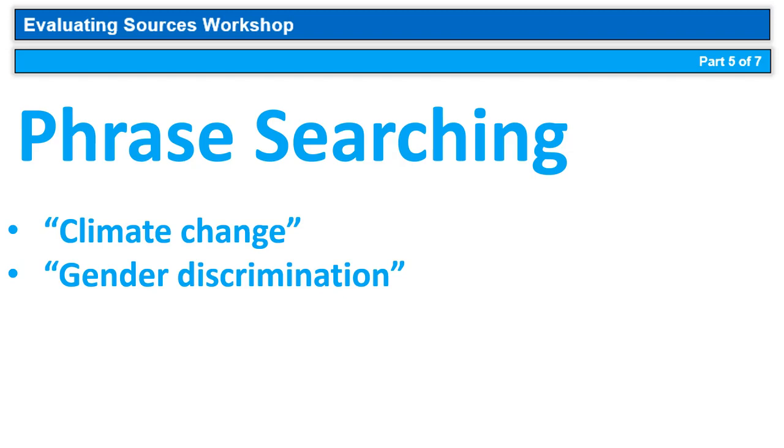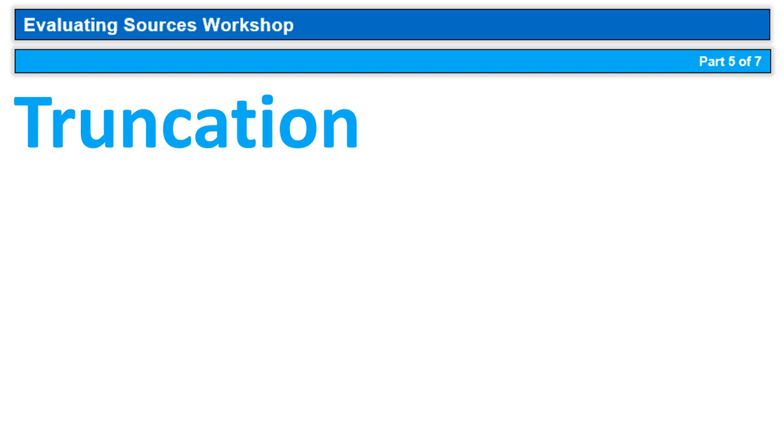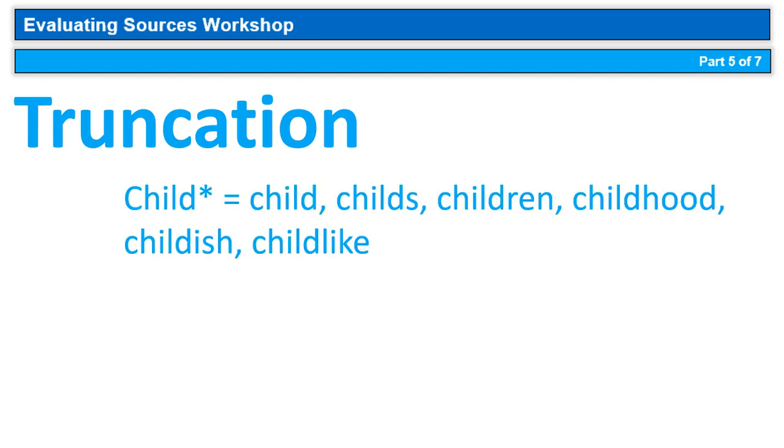Next in our box is truncation. I know, more library jargon. Truncation is a technique that broadens your search by using various word endings on a word root. The symbol for truncation may vary according to the database, but they are typically the asterisk or the number symbol. To use truncation, you will select the root word and use the symbol. For example, child asterisk equals child, child's, children, childhood, childish, or childlike. Anything that begins with child.